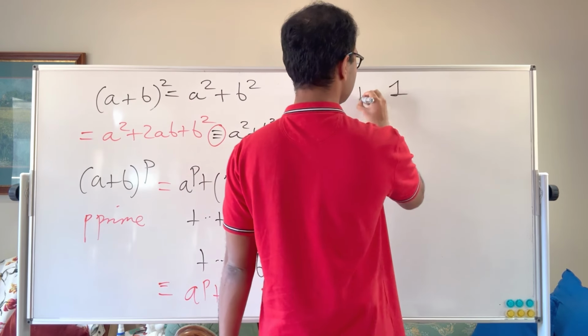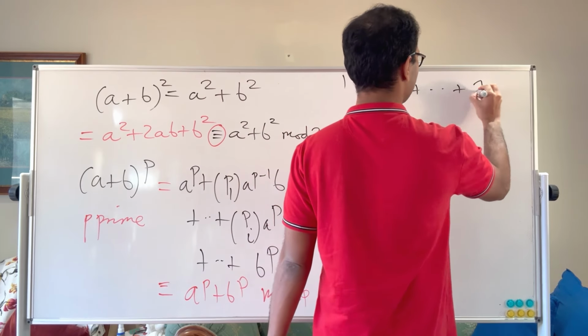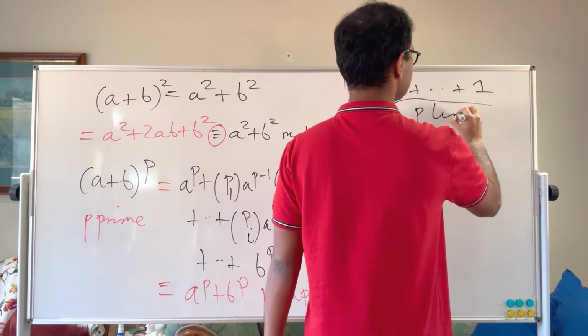And when we say p is equal to 1 plus dot dot dot plus 1, p times, it turns out that this is equal to 0.